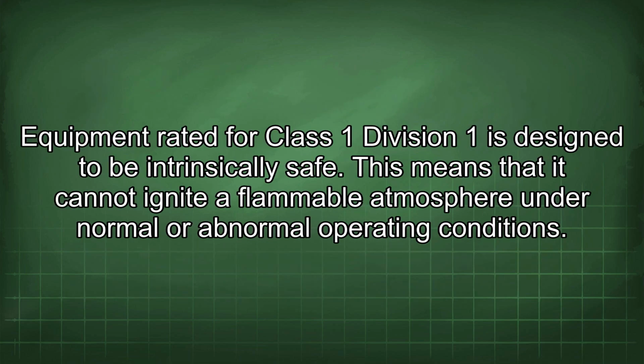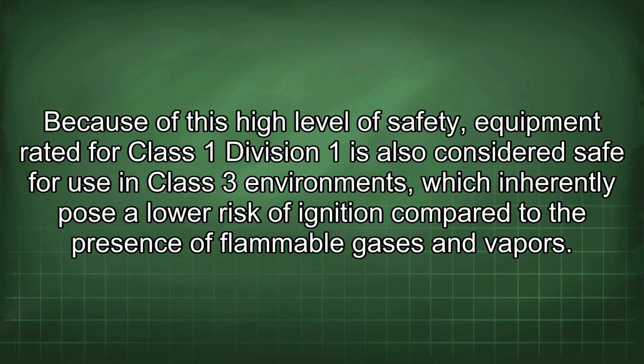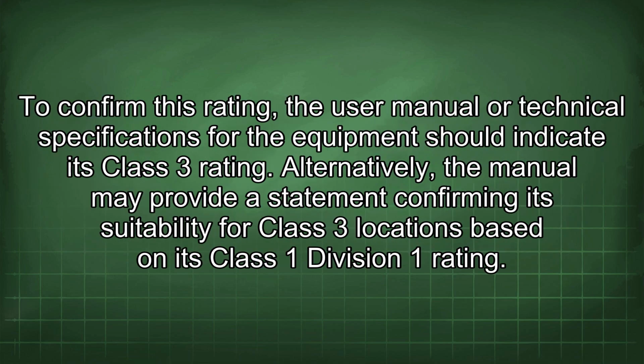Equipment rated for Class 1 Division 1 is designed to be intrinsically safe. This means that it cannot ignite a flammable atmosphere under normal or abnormal operating conditions. Because of this high level of safety, equipment rated for Class 1 Division 1 is also considered safe for use in Class 3 environments, which inherently pose a lower risk of ignition compared to the presence of flammable gases and vapors. To confirm this rating, the user manual or technical specifications for the equipment should indicate its Class 3 rating.